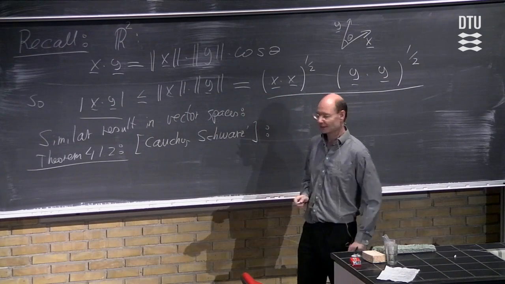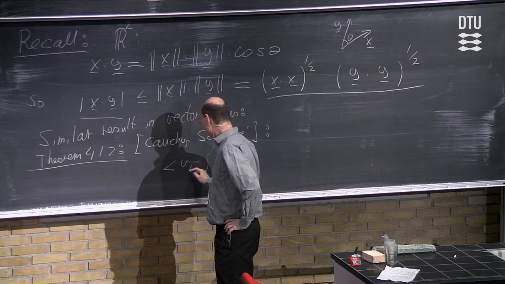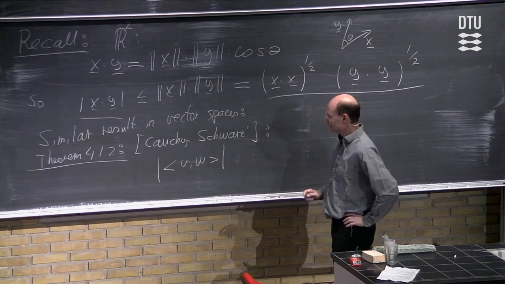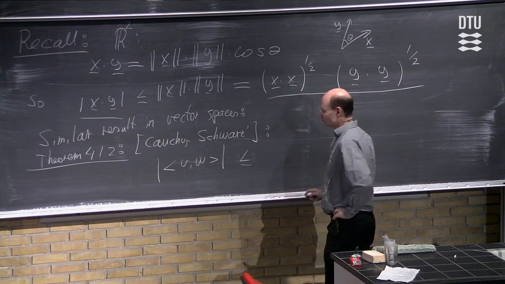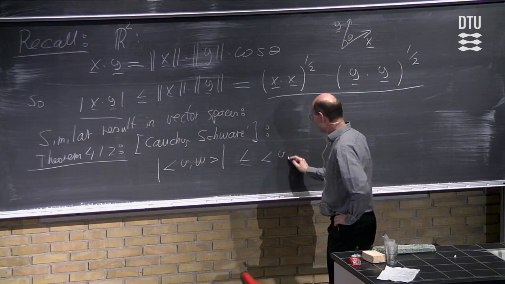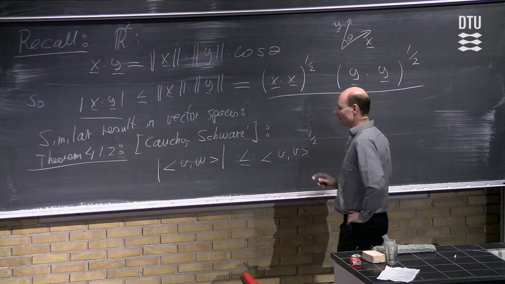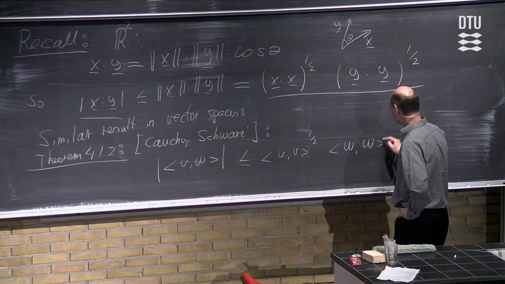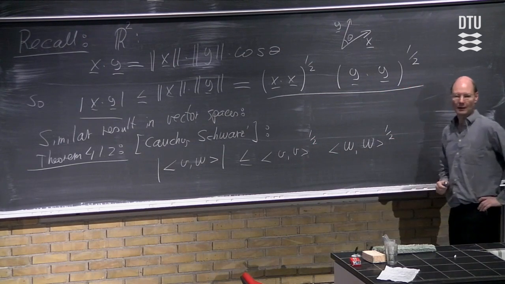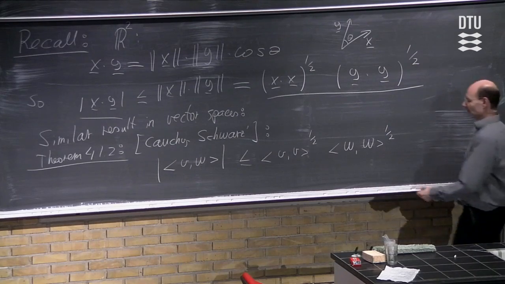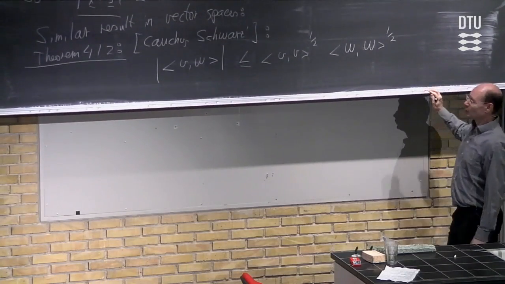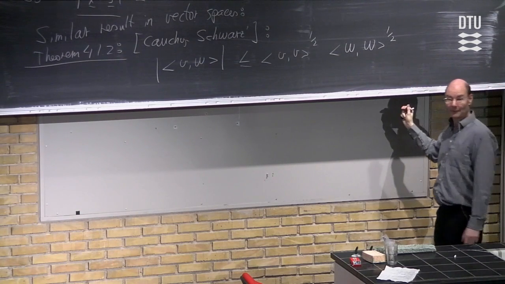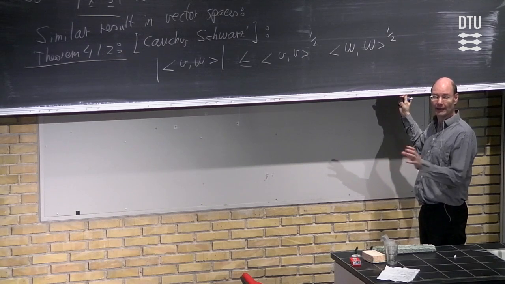So what it says is that if you're looking at an inner product between V and W, and you look at it in absolute value, then this is smaller than or equal to the inner product between V and itself to the power a half, times the inner product between W and W to the power a half. So I will not prove this because the proof is the same, but I will show you how we can apply this to connect the norm and the inner product.